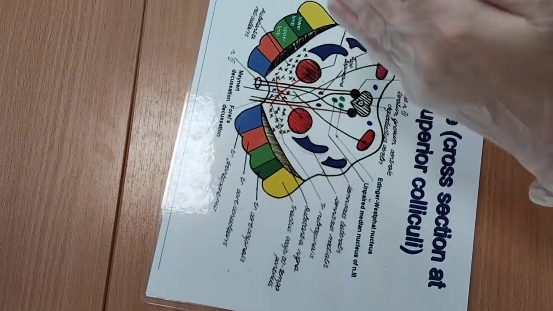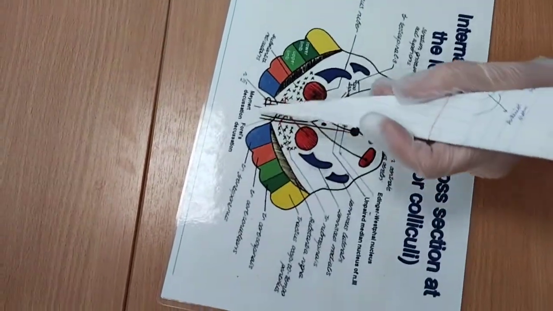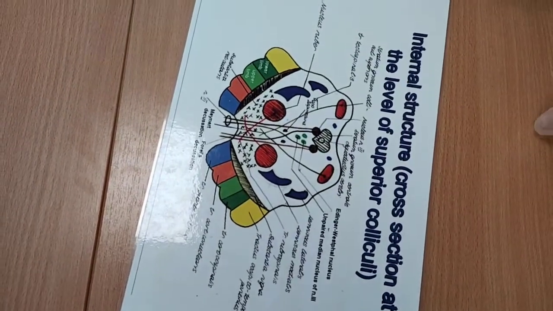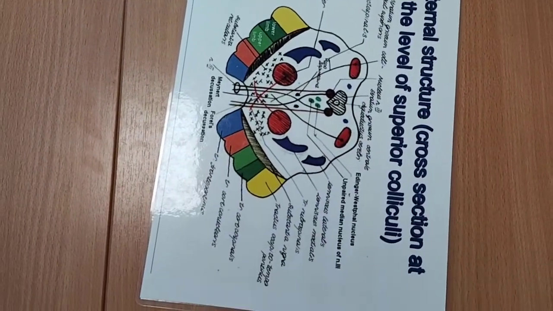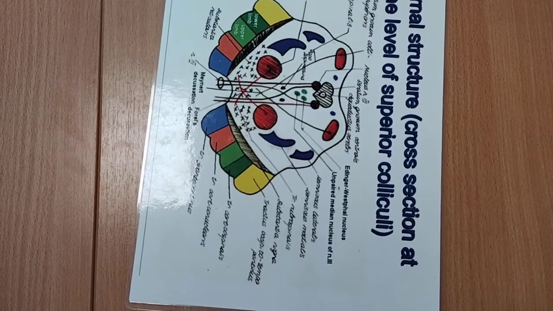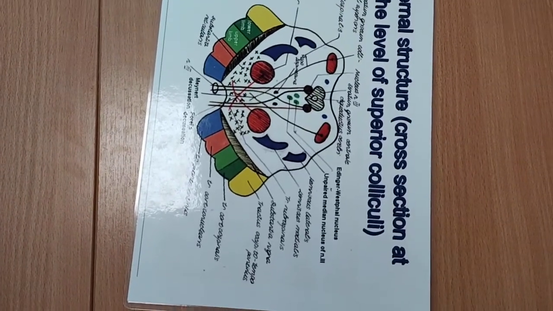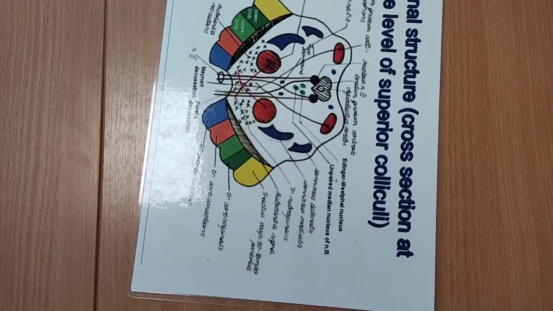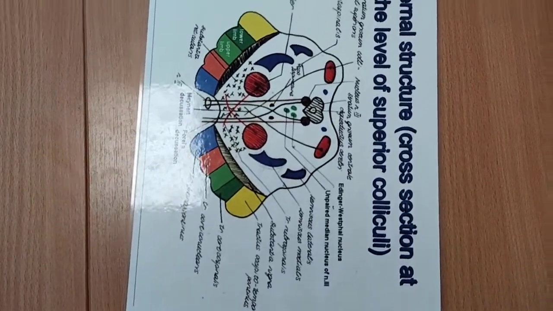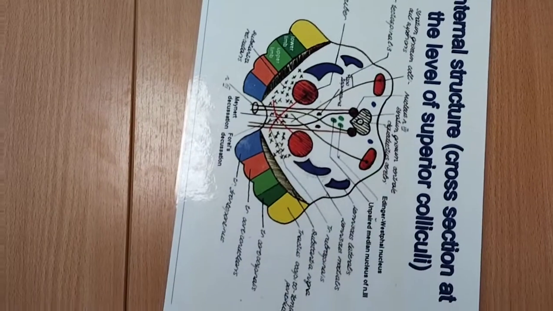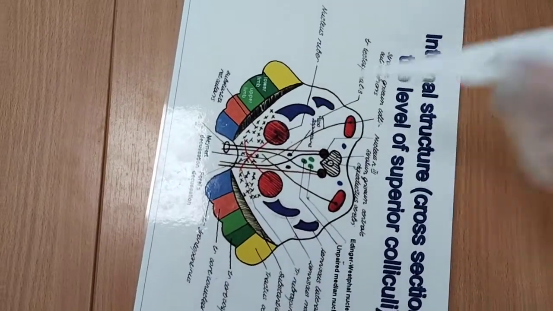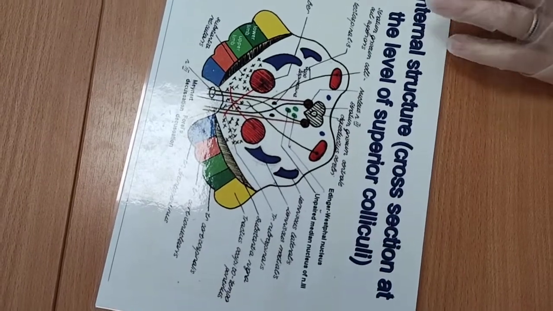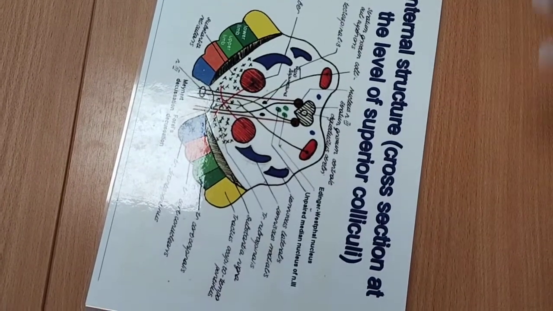Tectospinal tract decussates at the level of the midbrain, forms Meynert's decussation, and then it moves downward to motor nuclei of spinal cord, and it regulates life-saving reflexes, like jumping away from the source of strong sound or strong light. Like this, it regulates protective reflexes. Okay. Yes, that was about midbrain.